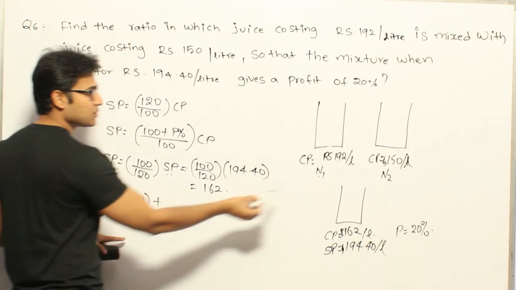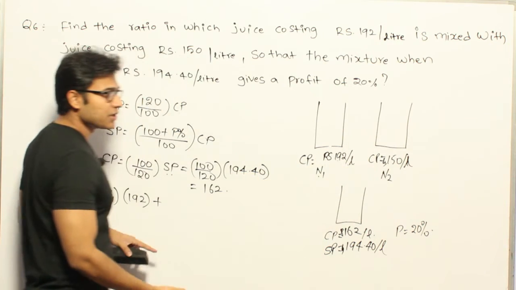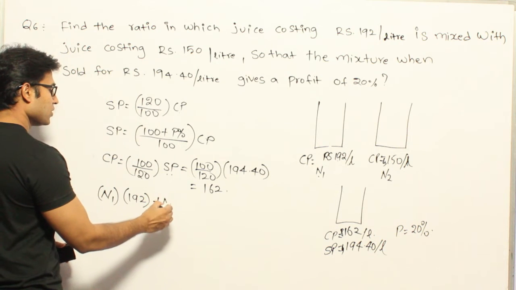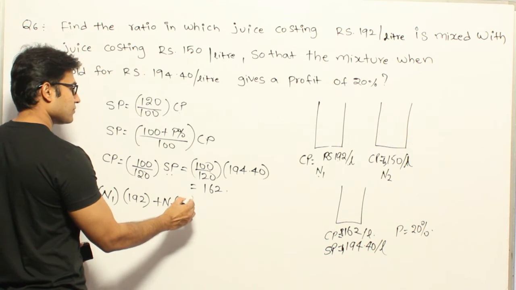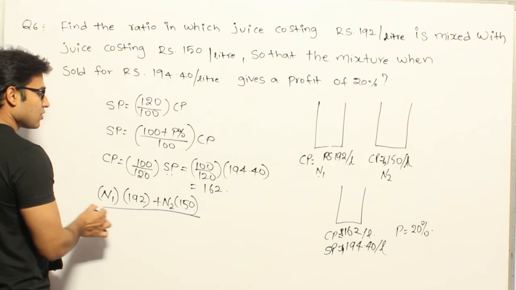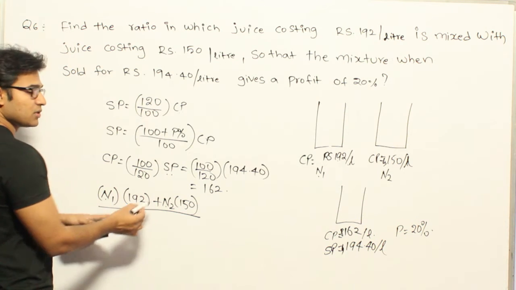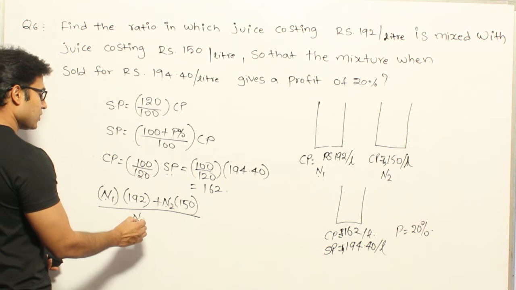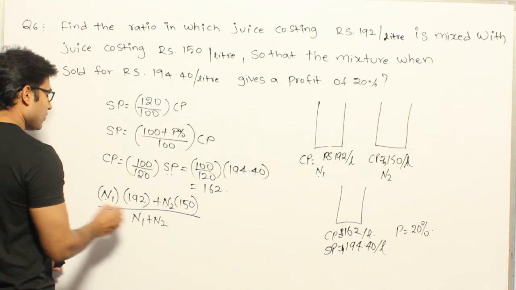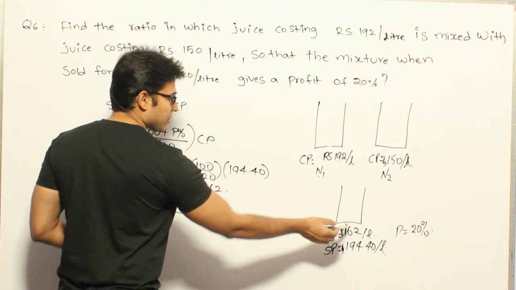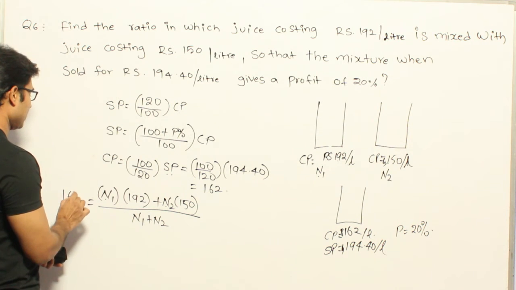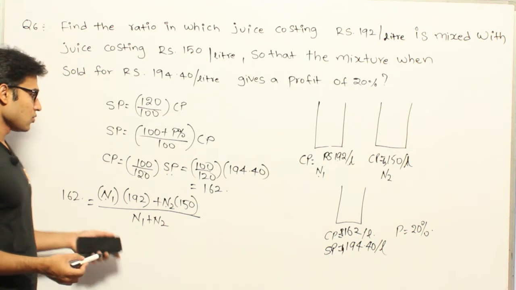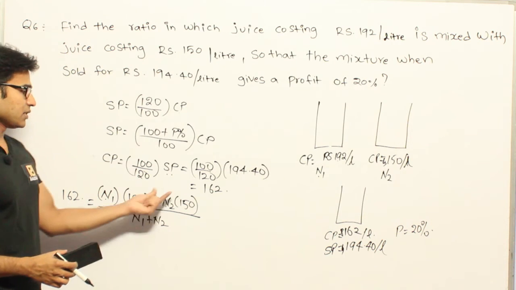And what is the cost from this juice? If you assume that you are taking N2 liters, and if for 1 liter the cost is 150, then it is going to be N2 into 150, right? And what is the average cost? N1 plus N2. This is the total amount of juice we are forming in the mixture. So the average cost has to be this one. Now they are saying that the average cost happened to be 162, right? Now if you see this, it is in the form of the alligations formula, right? So you have to just find out the ratio between N1 and N2.